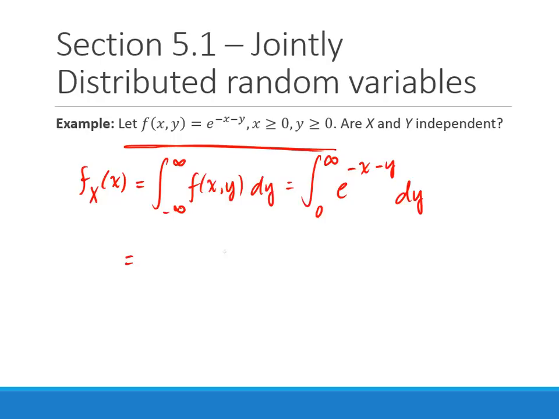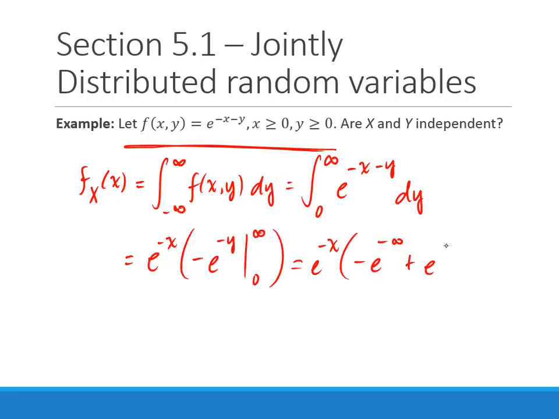I can pull that e to the negative x outside because I'm only looking at y. So the integral of e to the negative y is negative e to the negative y, evaluated from 0 to infinity, which should just be 1. So that's e to the negative x times negative e to the negative infinity plus e to the 0. So this thing is 1.